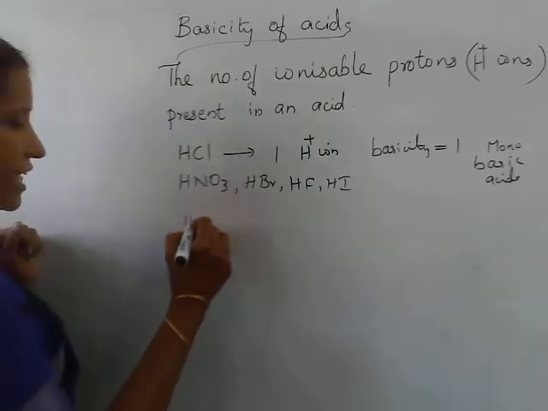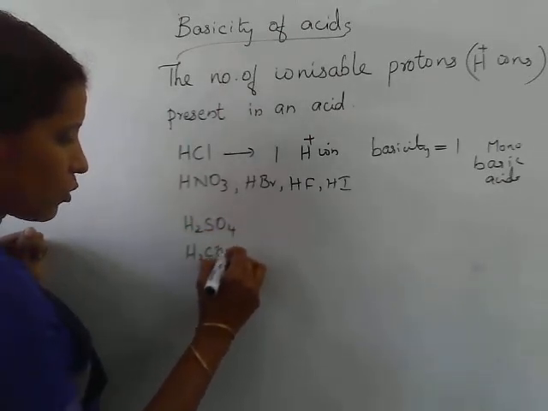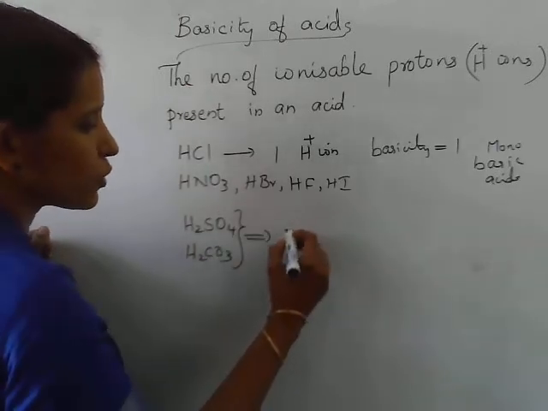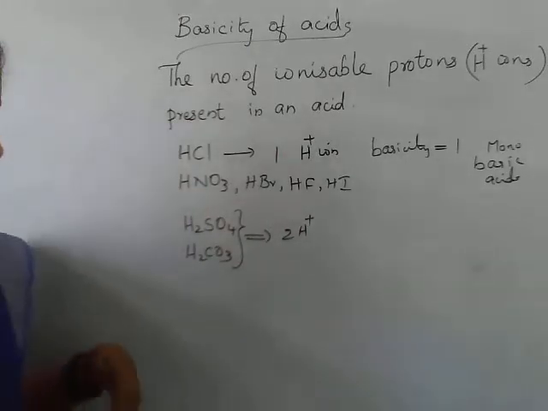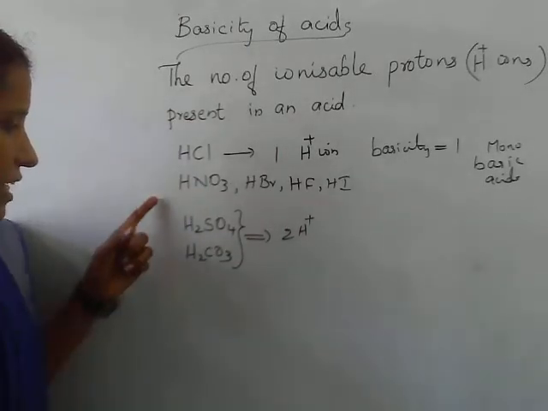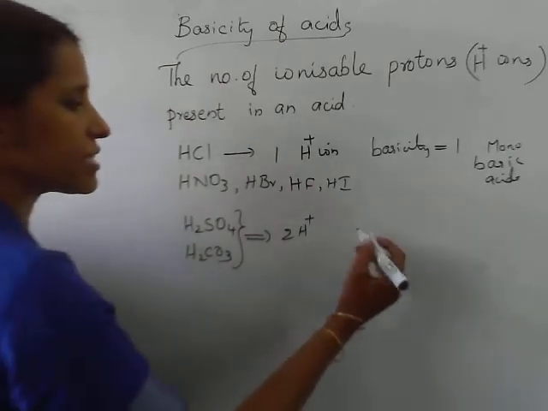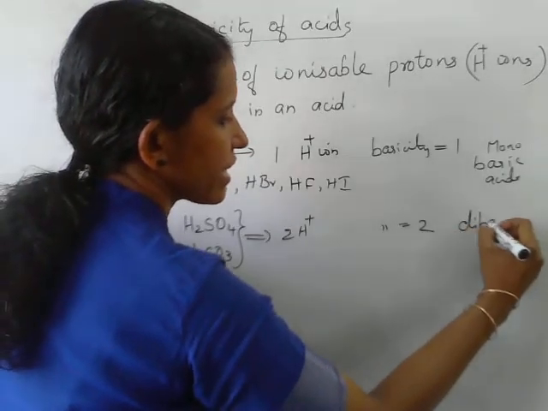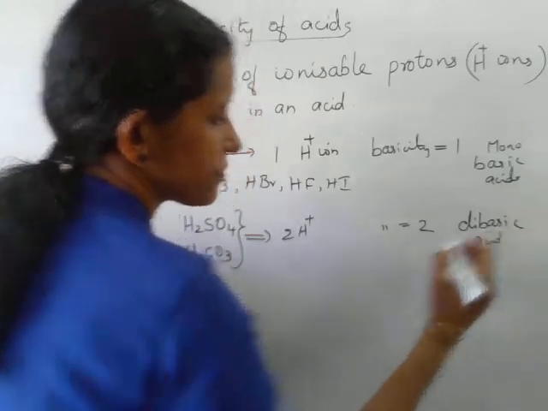Now if you take sulfuric acid, H2SO4 or carbonic acid, H2CO3, these two can give 2 H plus ions. They contain 2 hydrogen atoms. Both the hydrogen atoms are ionizable. Sulfuric acid can donate 2 H plus ions. Hence its basicity is equal to 2. And it is a dibasic acid. Sulfuric acid, carbonic acid are dibasic acids.